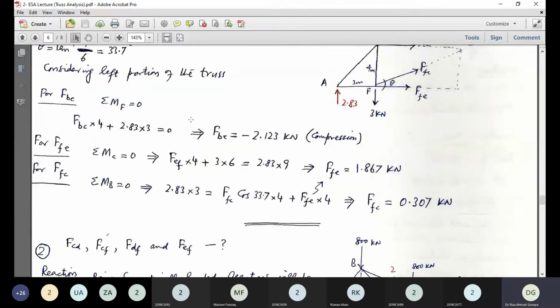Three member forces in just 3 lines. That is the easiest and the simplest approach, by selecting the appropriate moment centers. Yes, if you have any question at this moment, you can ask.